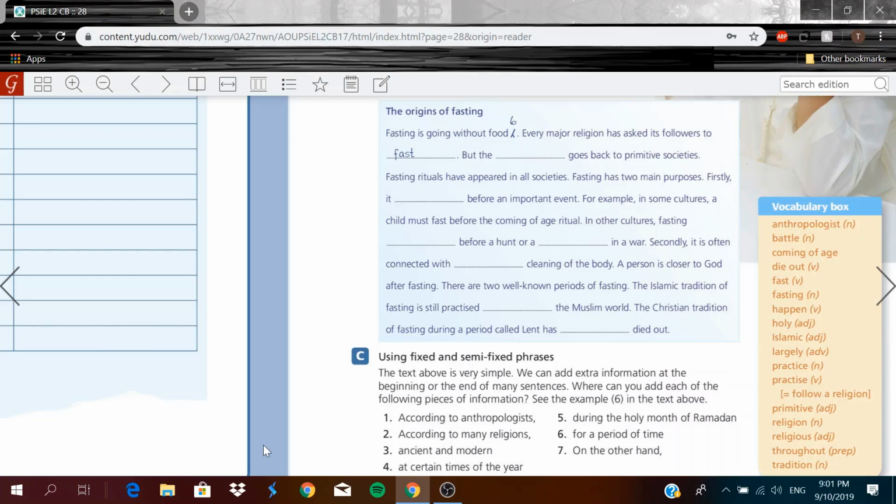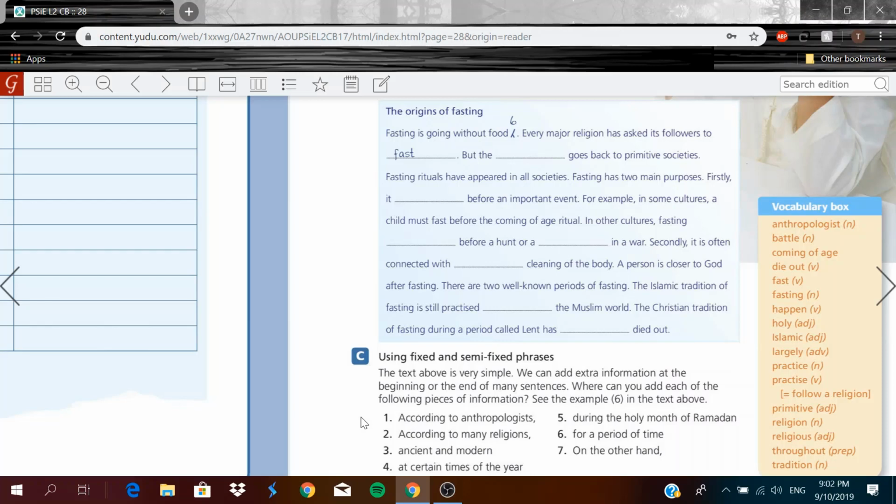Okay? Fasting has two main purposes. Firstly, it happens before an important event. For example, in some cultures, a child must fast before the coming of age ritual. In other cultures, fasting happens before a hunt or a battle in a war. Secondly, it is often connected with religious cleaning of the body. Okay? So now we're going to start a new sentence. So what can I say here? I can say, according to many religions, a person is closer to God after fasting. Instead of saying a person is closer to God after fasting, now that makes a lot more sense actually. So according to many religions, a person is closer to God after fasting.